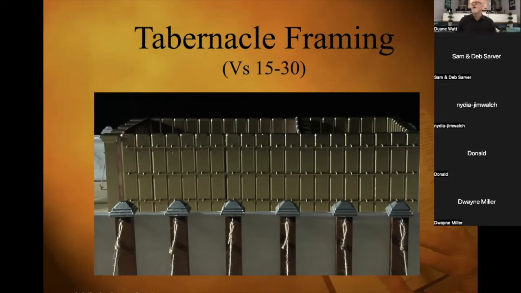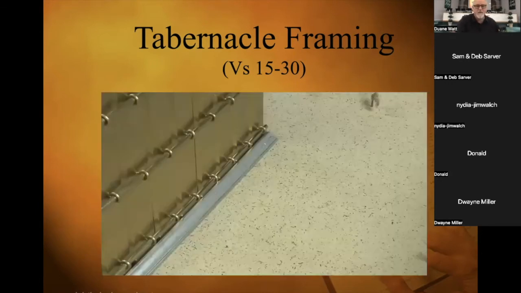And you're reading that and going, I just can't picture this. What's a tenon and so on, right? That's why we have people that are a lot smarter than me to be able to do these models for these different things. Okay, so right there, first of all, you get a little bit of an idea of the base there that would have been silver. That's what we just read in verses 15 through 30.